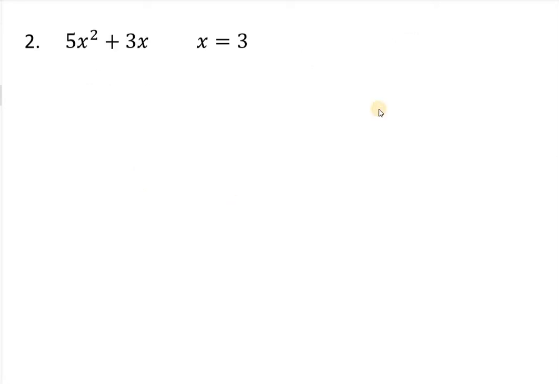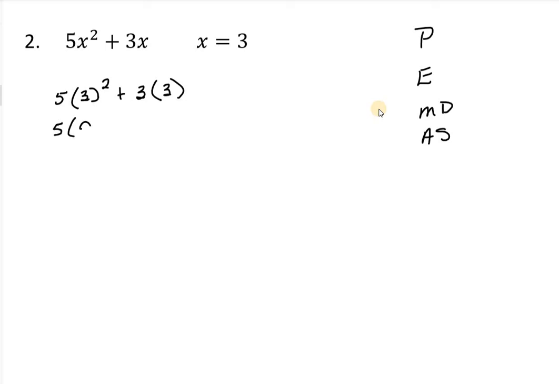For problem 2, I'm going to substitute 3 in place of the x. So 5 times 3 squared plus 3 times 3. And again, I'm looking at my order of operations. Please Excuse My Dear Aunt Sally. So I look to do the parentheses first. There's nothing inside the parentheses for me to do. Then I look for exponents. So here you can see I have 3 squared. 3 squared means 3 times 3, which is 9.